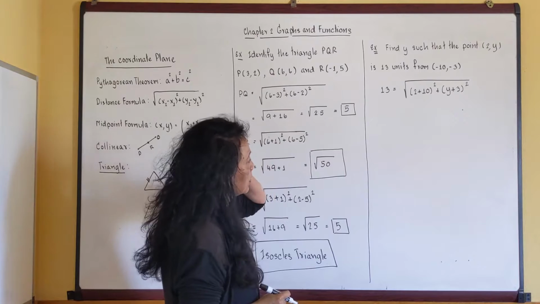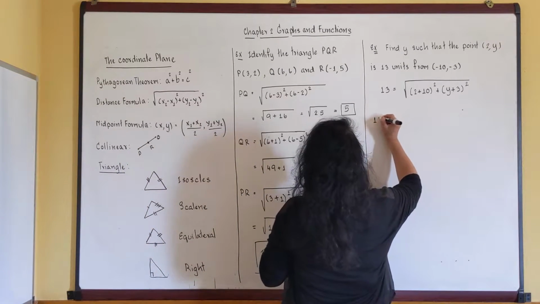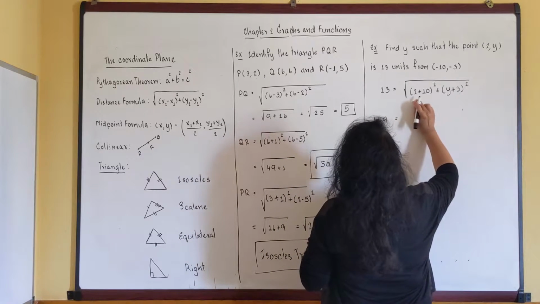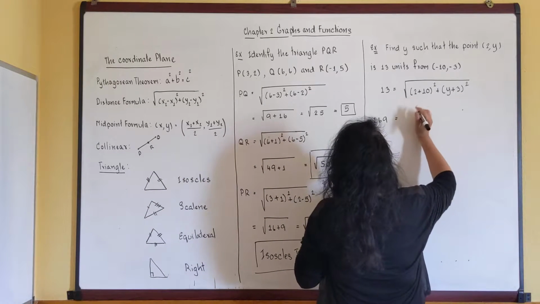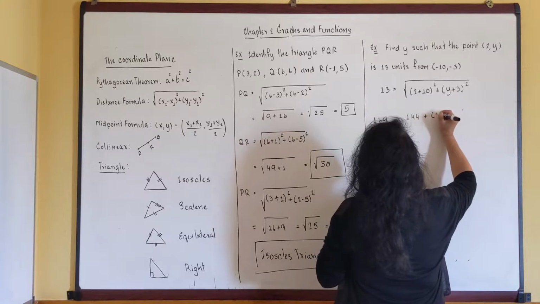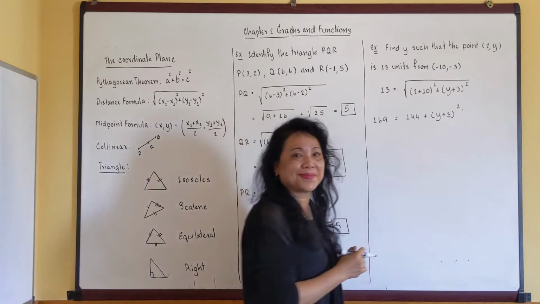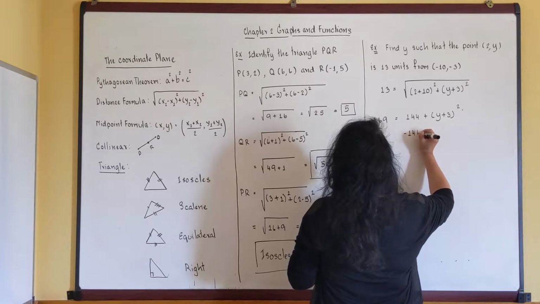Now, because it's under a square root, I'm going to square both sides. So I square the left-hand side, I get 169 is equal to, this is 12, so it's no longer in a radical. So 12 squared is 144 plus (y plus 3) quantity squared. I'm going to subtract 144 from both sides.